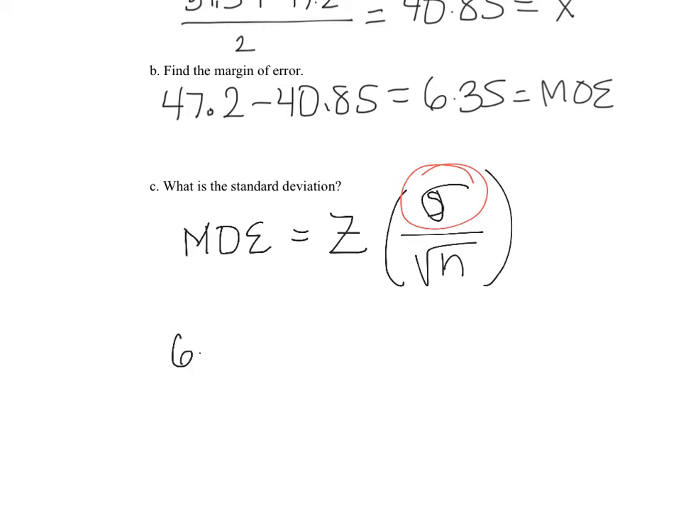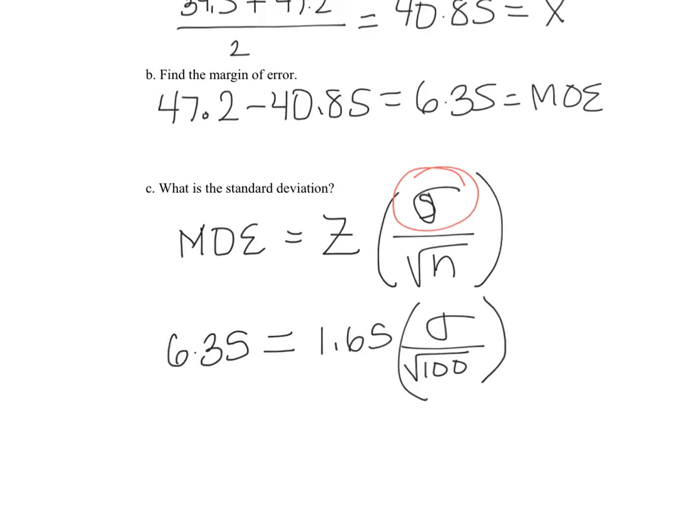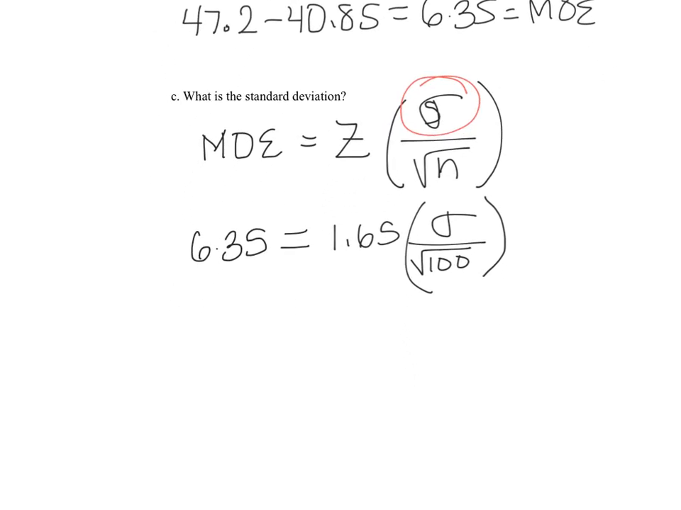So our margin of error is 6.35. And we set it equal to z, and the z of 90% is 1.65 times sigma, which is our unknown, over the square root of 100, which in fact is 10. Once we do a few little pieces of algebra, what we find is that the standard deviation is equal to 38.48.